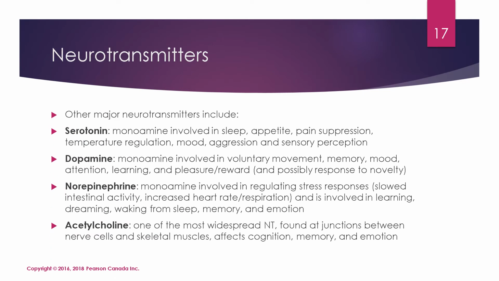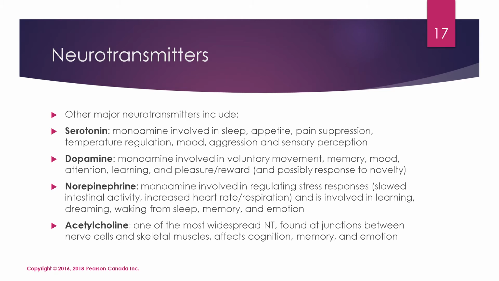Some other major neurotransmitters include serotonin, which you've probably heard of before. We tend to use drugs known as selective serotonin reuptake inhibitors to treat conditions like depression and anxiety. And those basically have their function by preventing the serotonin from being reabsorbed by the presynaptic neuron, which causes there to be more serotonin available for use within the brain. So serotonin is a monoamine involved in sleep, appetite, pain suppression, temperature regulation, mood, aggression, and sensory perception, just to name a few of its common features.